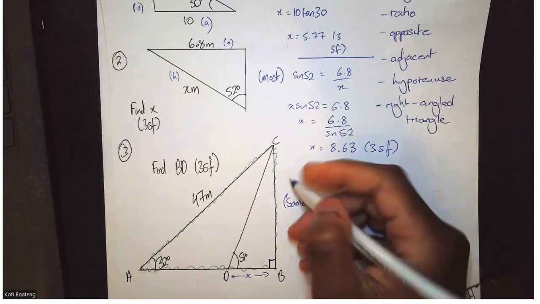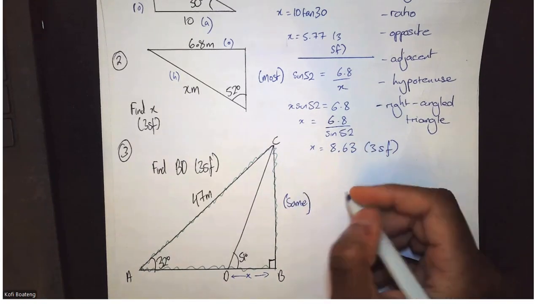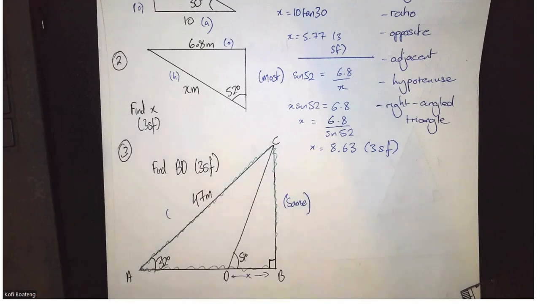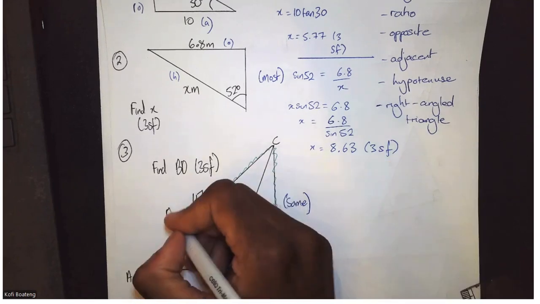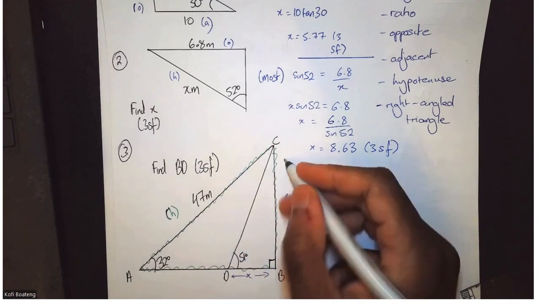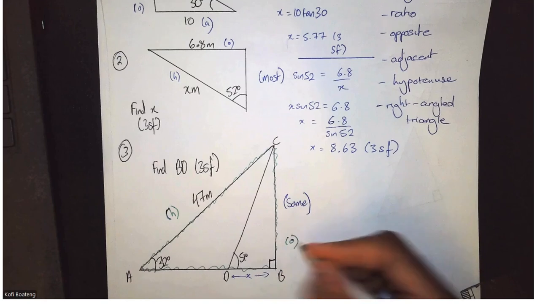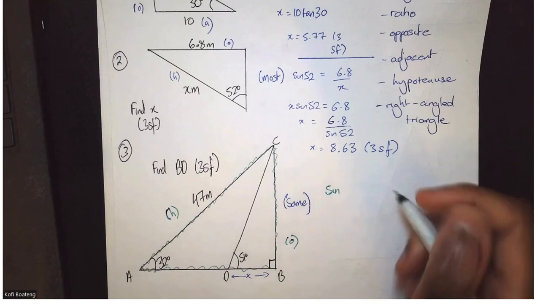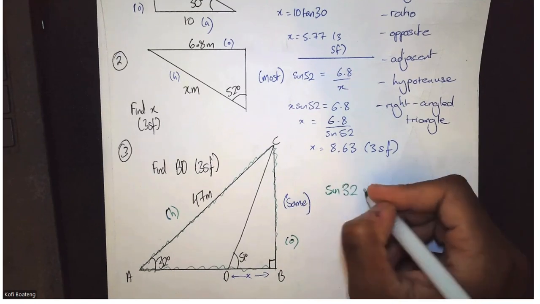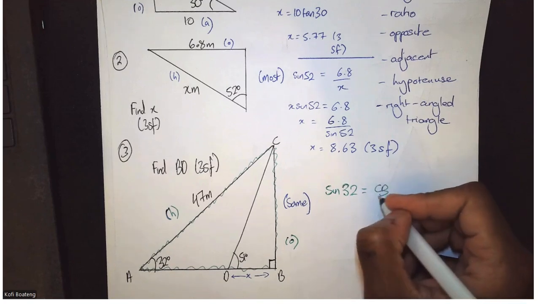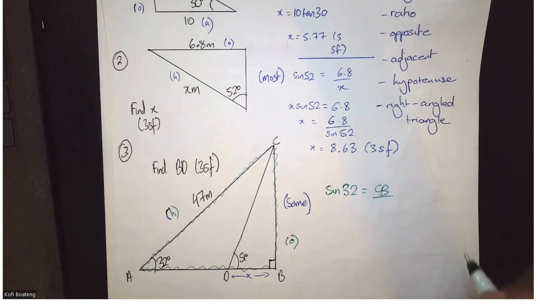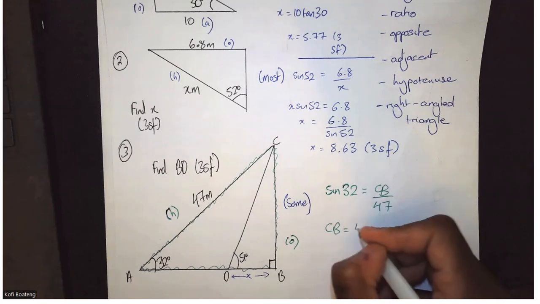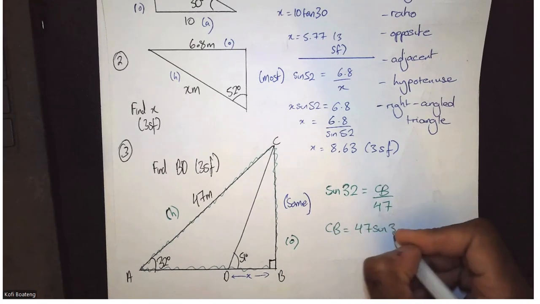And I'm going to try and find CB. So for this question, this is the hypotenuse, and this side is the side that's opposite. So opposite and hypotenuse is sine. So sine of 32 is equal to CB over 47. So CB equals 47 sine 32.